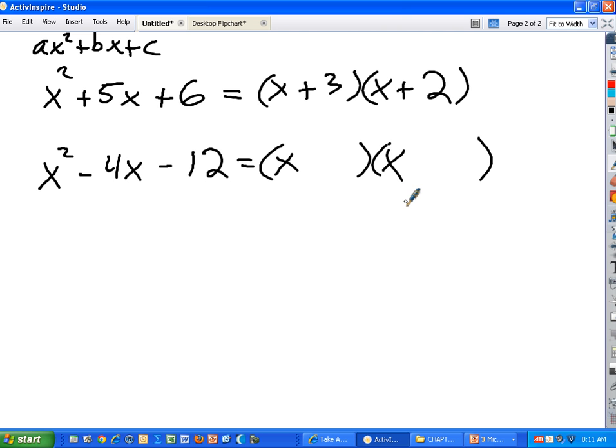So the fact that this is negative here tells me that the bigger of the two is going to be negative, and it's got to be 4 bigger. That helps me find it, right? In this case, it's pretty simple because the numbers are so small. But what if the numbers were a lot bigger? Because they will be in certain cases.